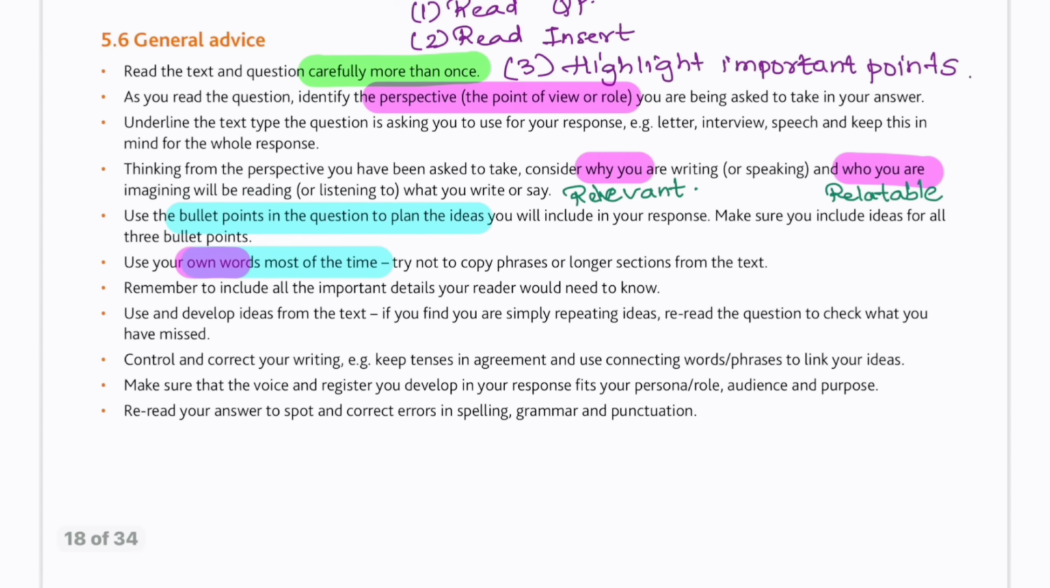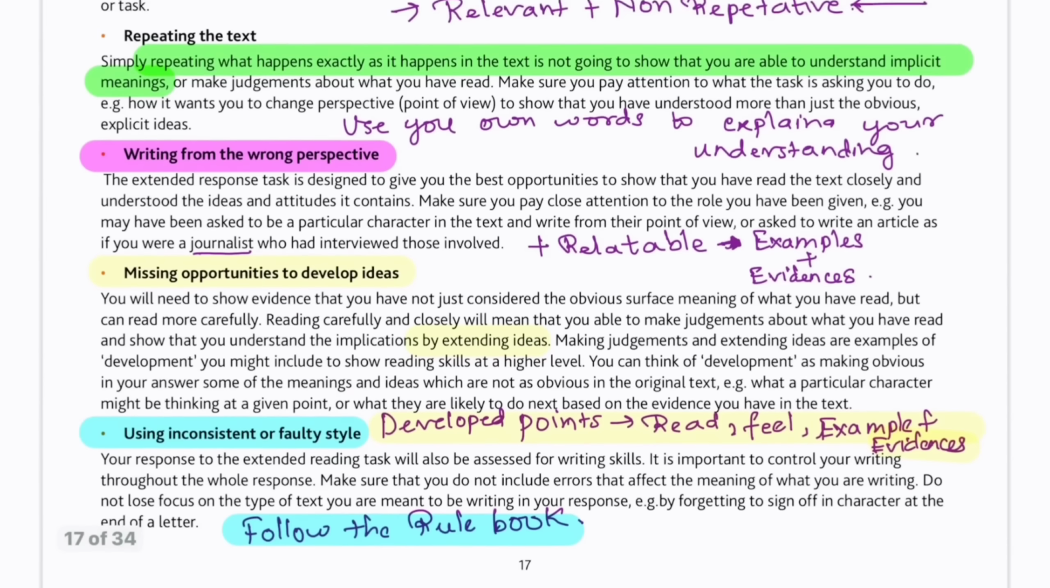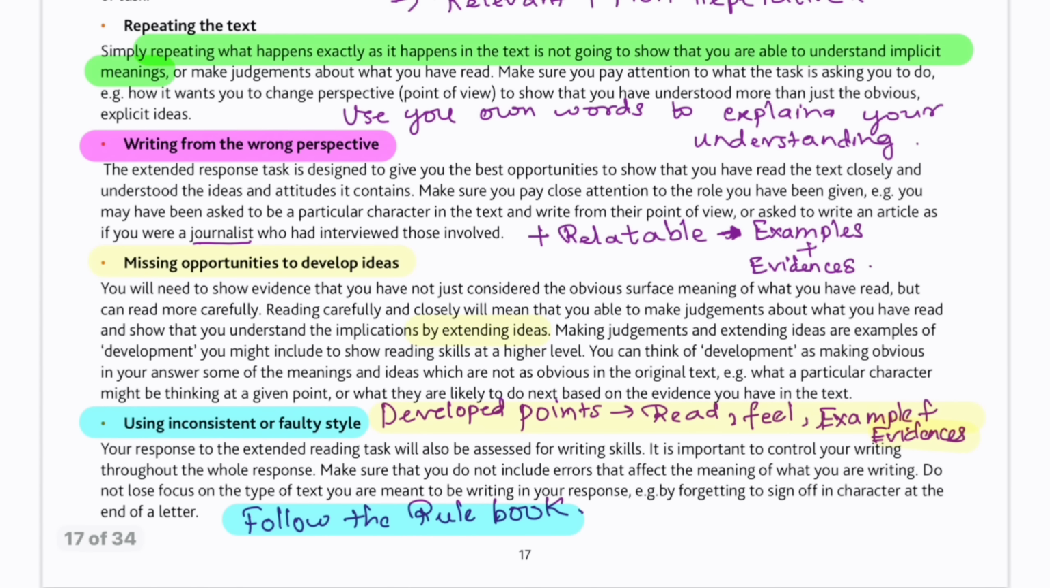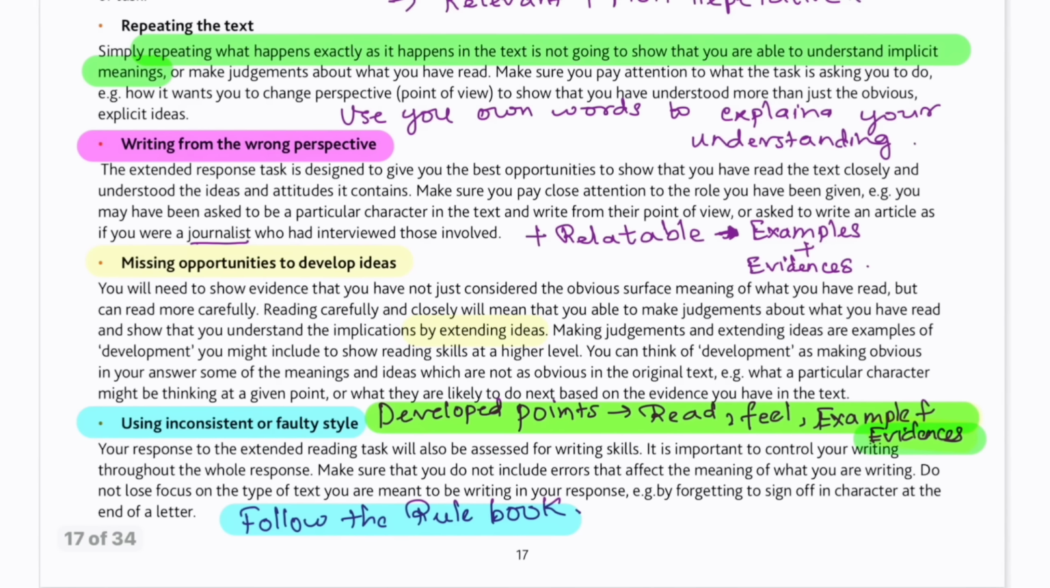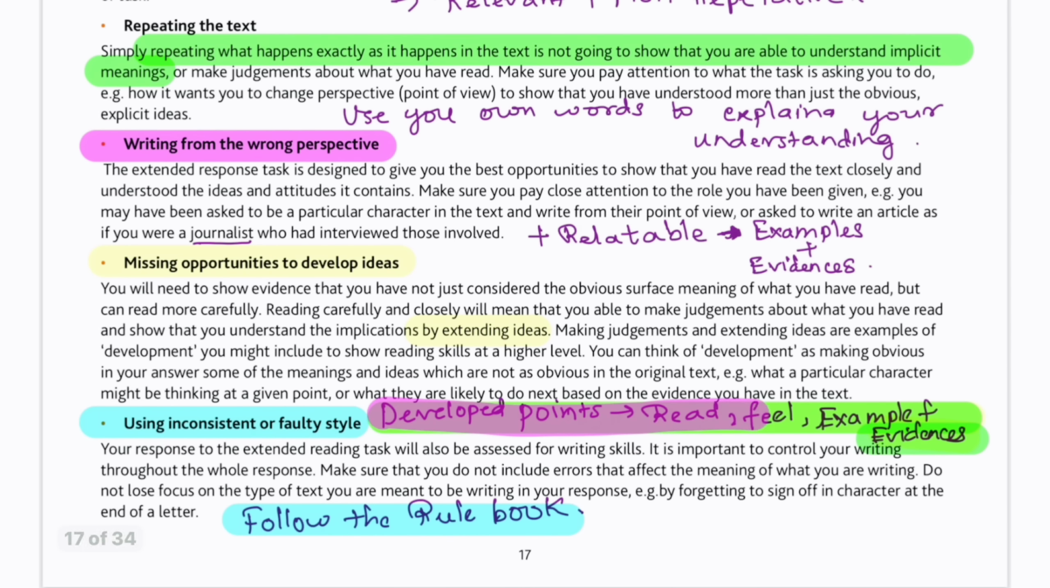Okay, for longer sections. So do not copy phrases or longer sections from the text. Remember to include all the important details your reader would need to know. Use and develop ideas from the text. So if you want to develop something, I have already given you a strategy over here. Develop points: read, feel, example, and evidence. They are developed points. I'll just use one.